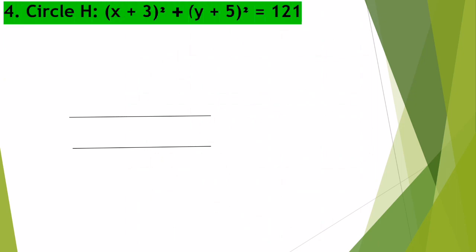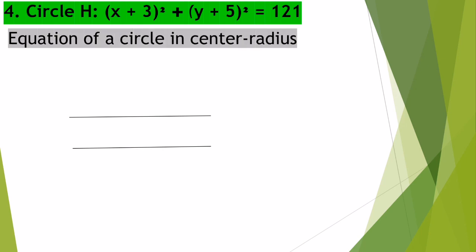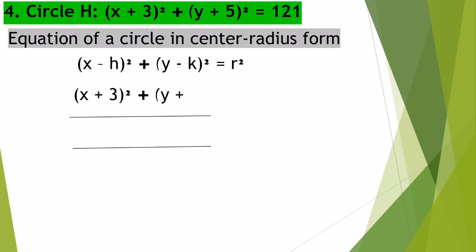Sunod, problem number 4. X plus 3 squared plus y plus 5 squared is equal to 121. Kaya ng dati, gagamitin natin ang equation of a circle in a center radius form. X minus h squared plus y minus k squared is equal to r squared. Okay? Next, kopyahin natin sa baba nito ang given. So, x plus 3 squared plus y plus 5 squared is equal to 121.